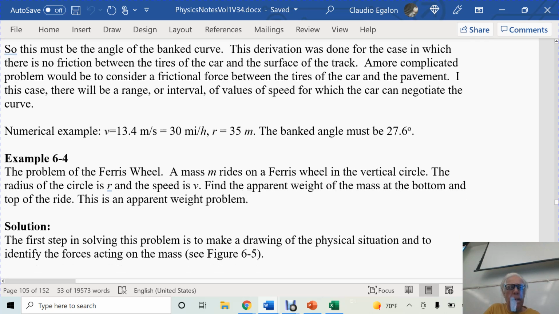A mass m rides on a Ferris wheel in a vertical circle. The radius of the circle is r. The speed is v. Find the apparent weight of the mass at the bottom and top of the ride. This is an apparent weight problem.